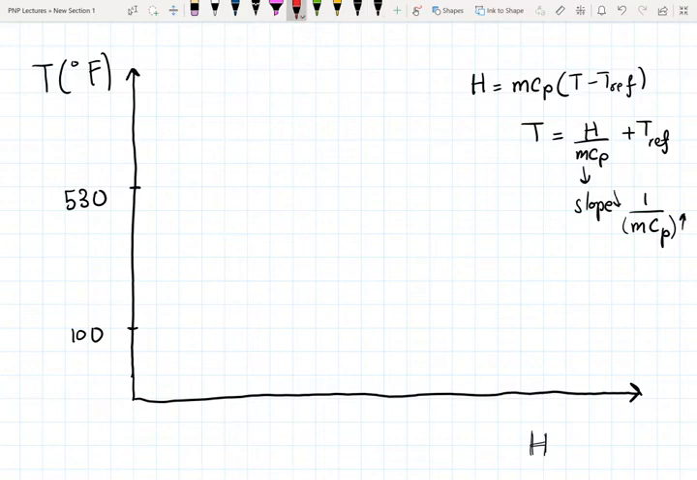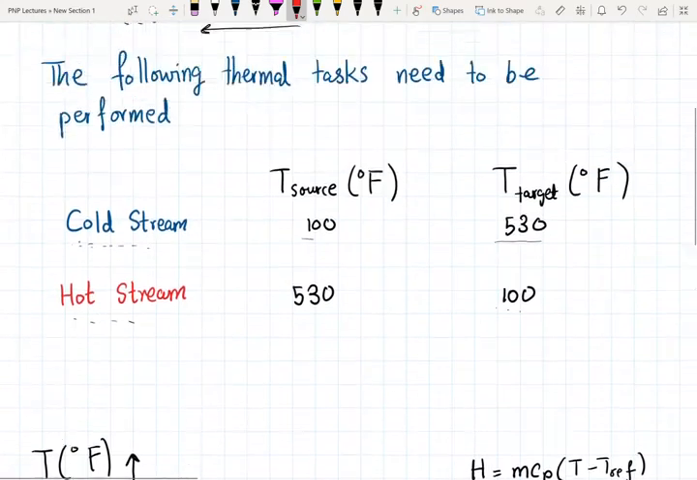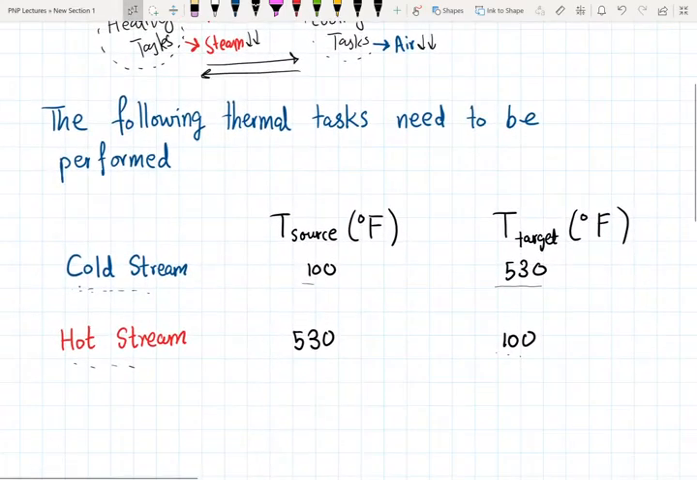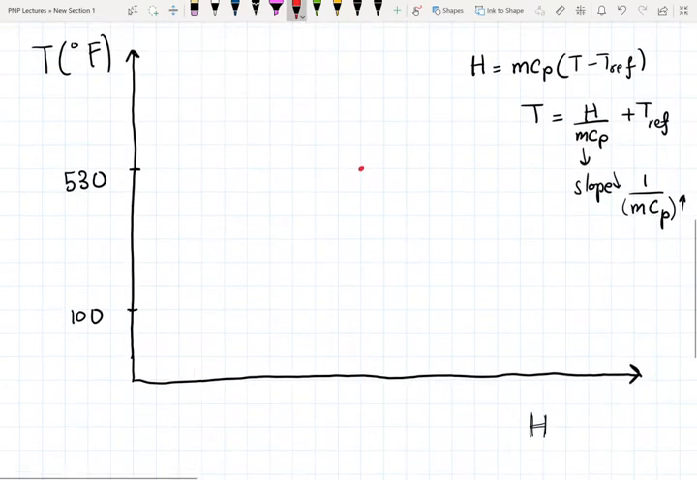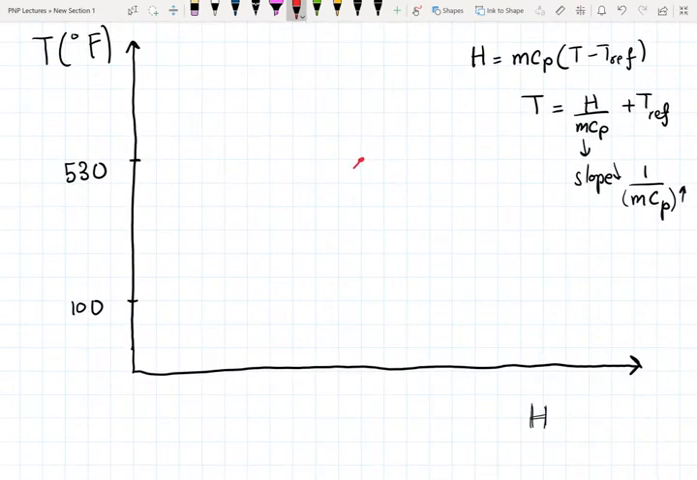And always you're going to have the hot stream on top and the cold stream below the hot stream, because you're going to be transferring heat from higher temperature to a lower temperature. So our hot stream goes from 530 all the way down to 100, starting off at 530 and goes down to 100.